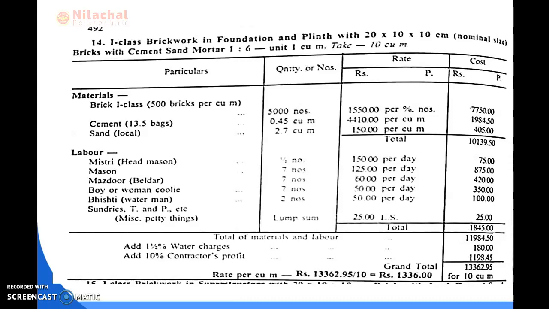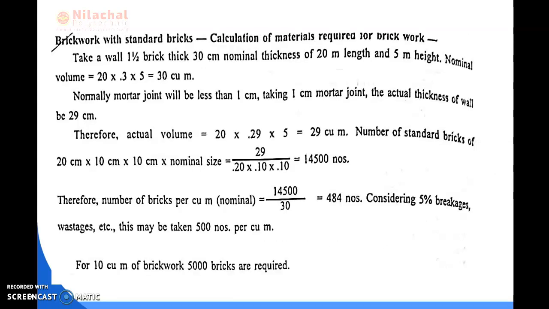So here the rate per cubic we define first, because in the question the per cubic value we need to find out. So for 10 cubic the value is 13,362.95. So the rate for 1 cubic is equal to 13,362.95 by 10. It is equal to 1,336.